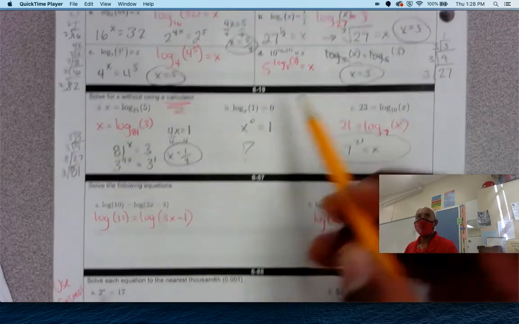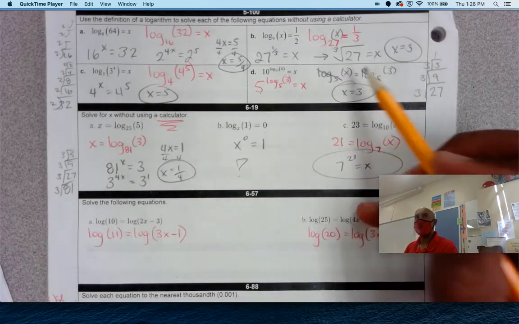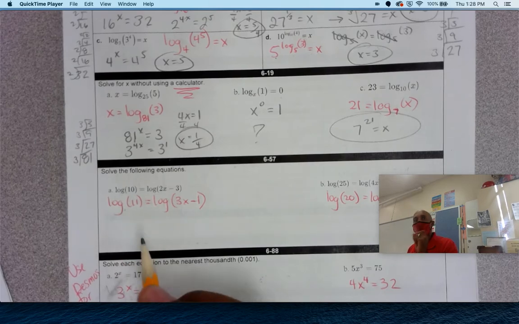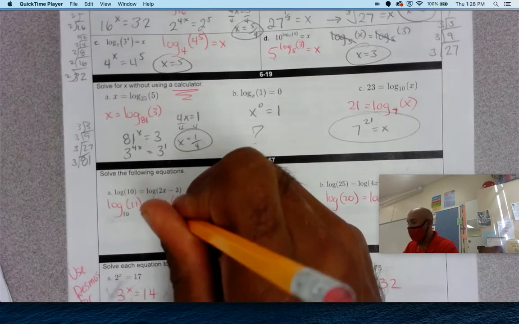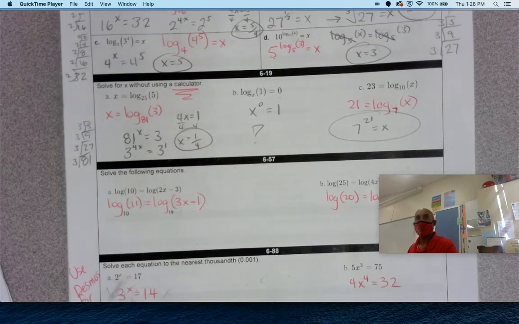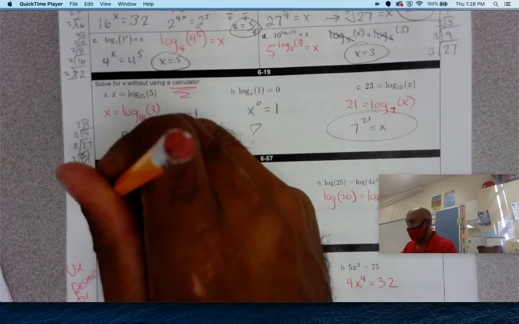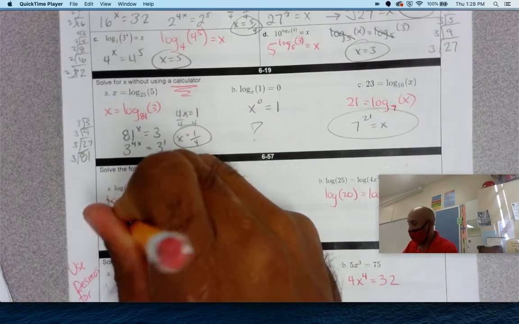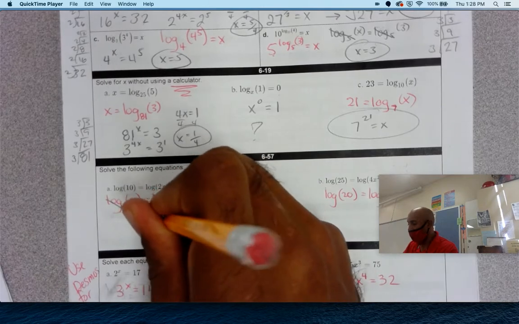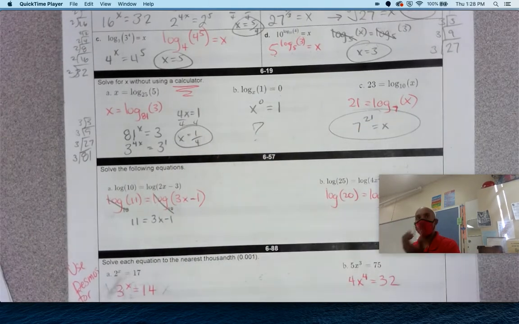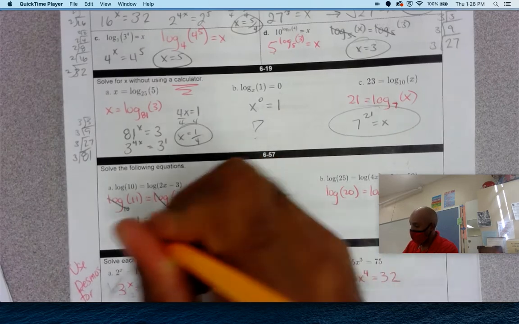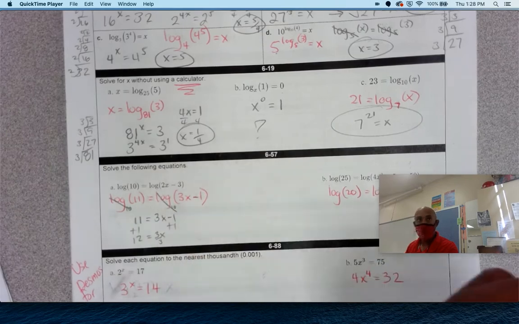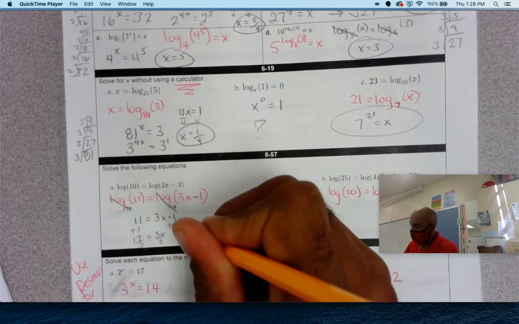Okay, now this one's very similar to that one up here where I had logs on both sides. Remember, when you don't write the little base number in there, it's automatically a 10. So every log always comes in a base of 10 unless it's written there. So these have the same base. That means that 11 is equal to 3x minus 1. So I can just set it up like an equation. 11 equals 3x minus 1. Now I just solve that. Add 1 both sides equals 12. Divide by 3. X equals 4.